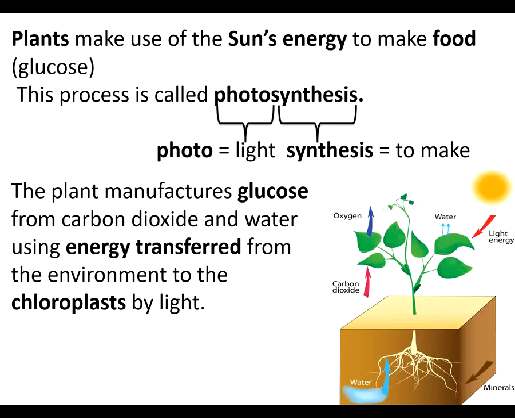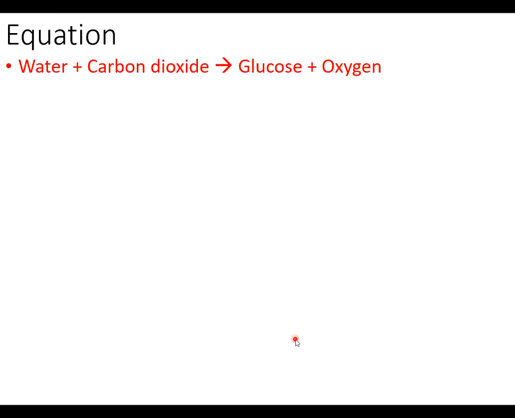So plants take in water from the roots, they take in carbon dioxide from the atmosphere, and then in the leaves and the chloroplasts, they produce the glucose and they produce oxygen, and the oxygen they release back out into the atmosphere. And this is the key equation that you need to know. So it's water plus carbon dioxide goes to glucose plus oxygen, and it's really important that we remember this equation and this way round.